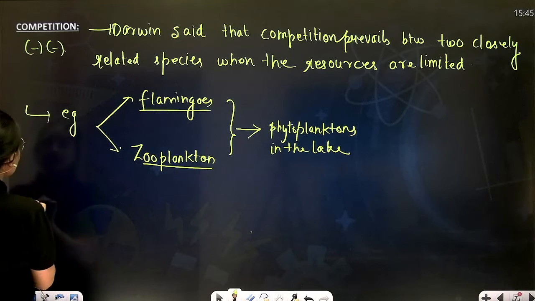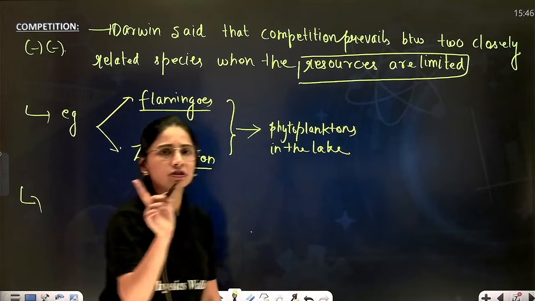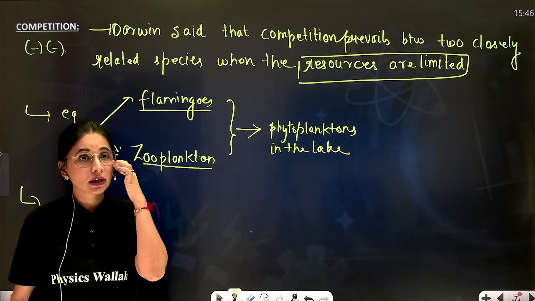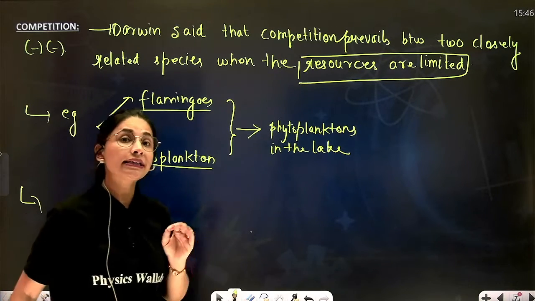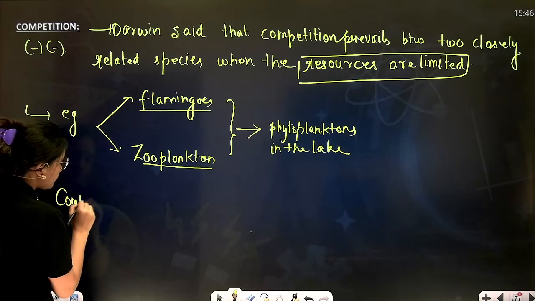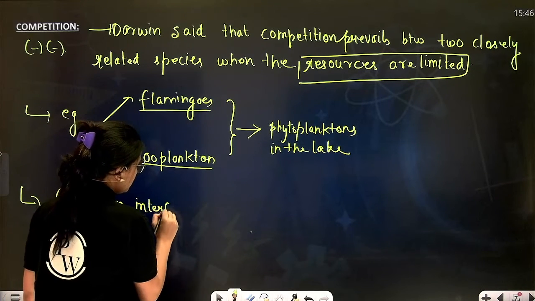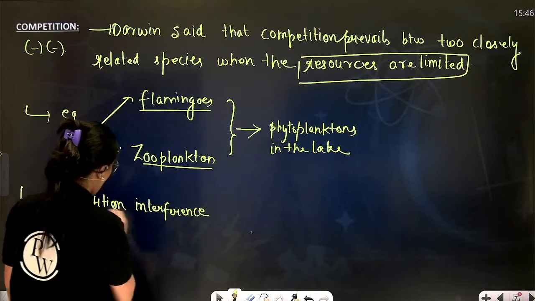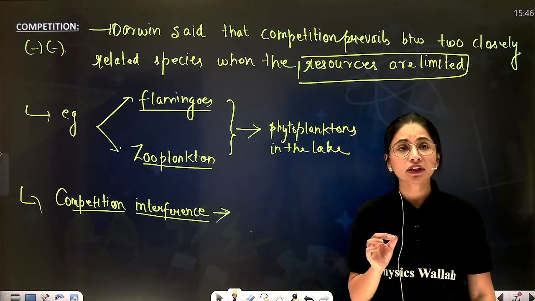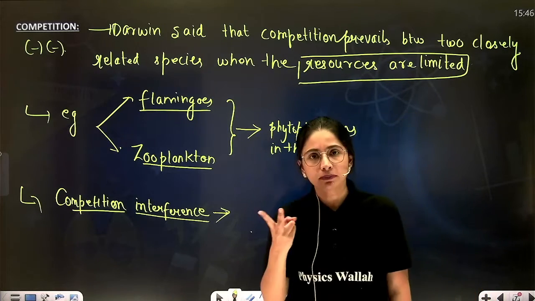Second, Darwin said that competition occurs when resources are limited. It's not necessary, right? It's not at all necessary. The exception to the second concept of Darwin is known as competition interference. Now, what is this competition interference? It simply tells that if there are two species, may be closely related, may not be closely related.